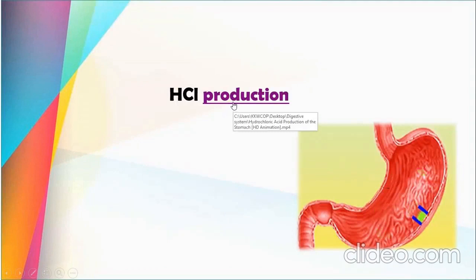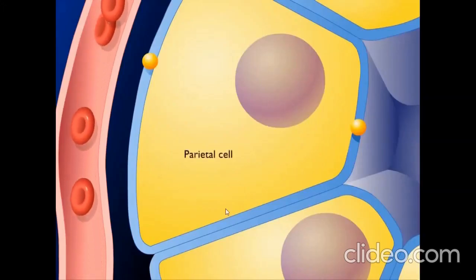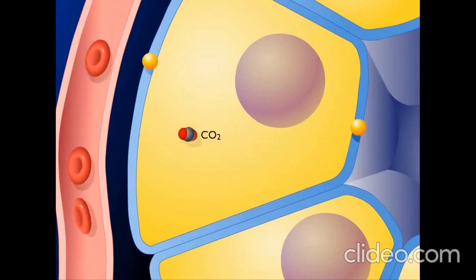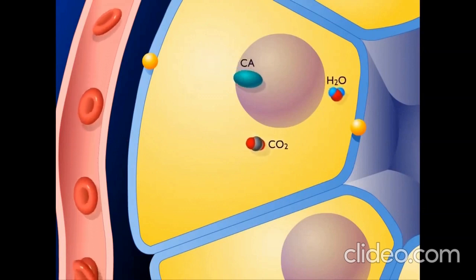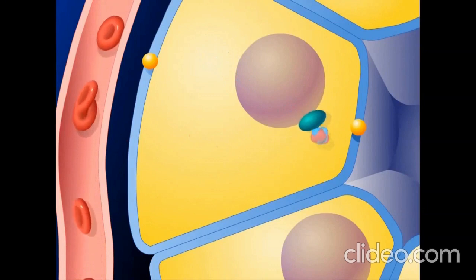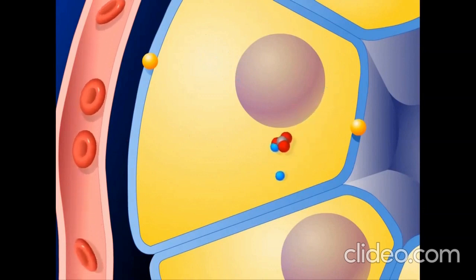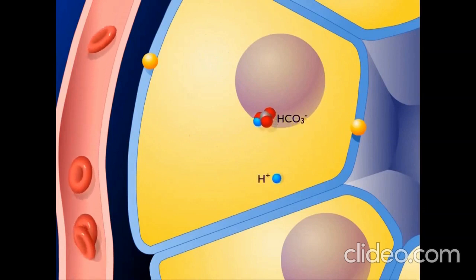Now here we start with the acid production, or the hydrochloric acid production. This hydrochloric acid is produced in the parietal cell through a complex series of reactions. Carbon dioxide is diffused into the parietal cells, and the enzyme carbonic anhydrase catalyzes the reaction between the water and the carbon dioxide to form carbonic acid.